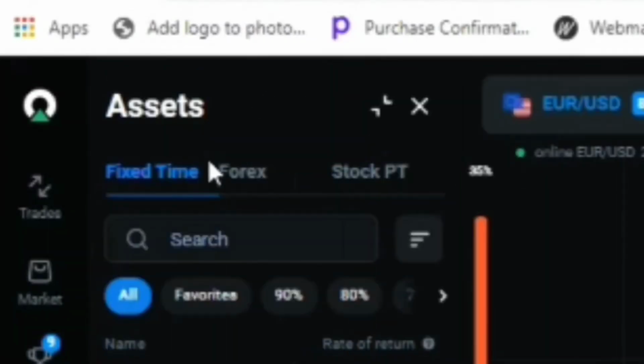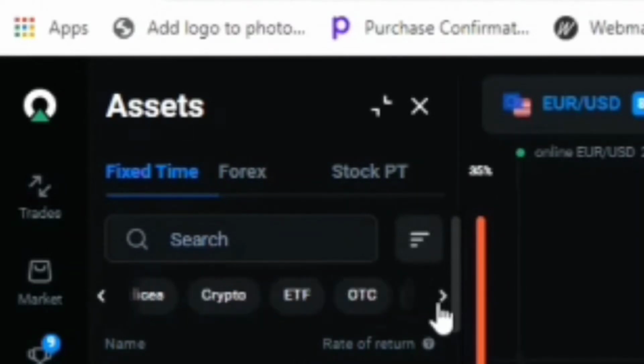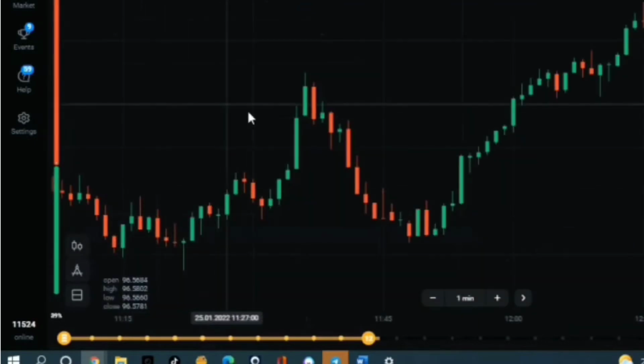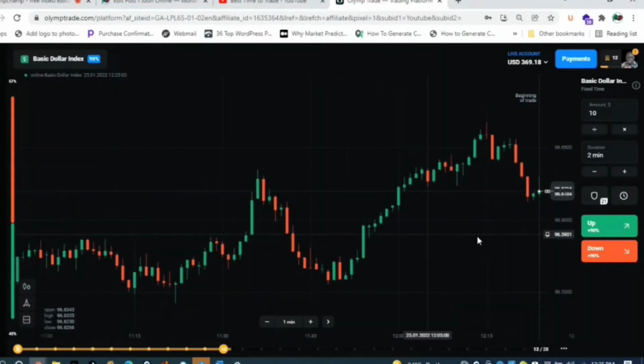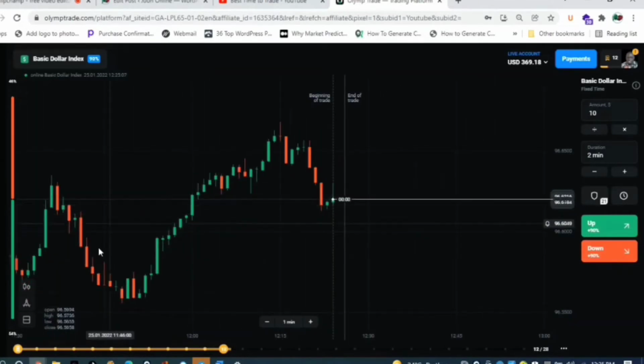Choose an asset to trade. You can pick commodities, indices, currency pairs, or cryptocurrencies. Next, you will need to choose a chart pattern that works. Japanese candlestick is the simplest and most commonly used chart pattern in trading. Should your chart be showing anything other than Japanese candlesticks, change it.